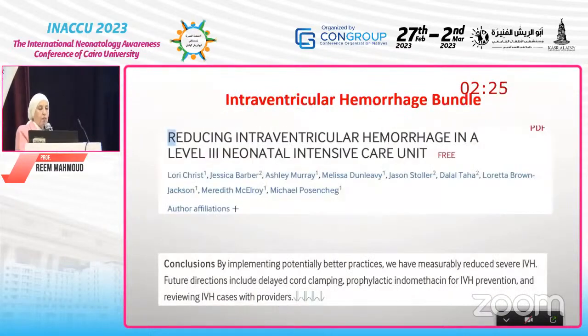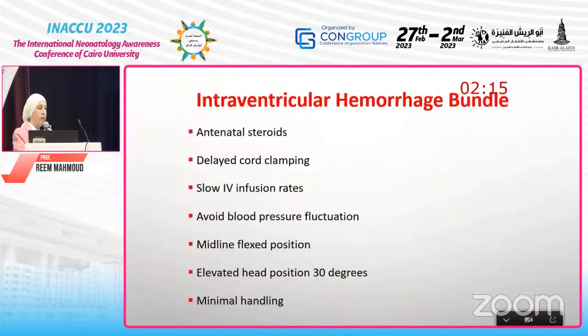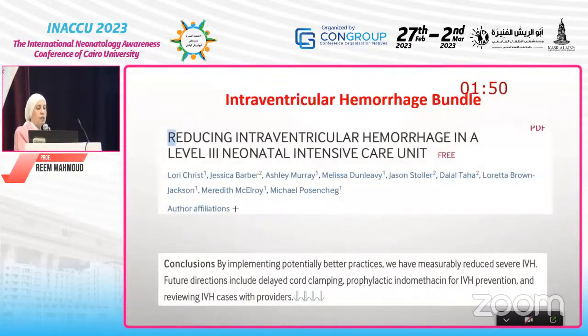A study published in the Archives documented some very simple practices in the neonatal ICU, which may help prevent intraventricular hemorrhage. Giving antenatal steroids, delaying cord clamping, slower infusions of IV fluids, avoiding fluctuations in the blood pressures, the midline flexed position, head elevation, and finally containment. So these very simple maneuvers, which can be implemented in any neonatal ICU, drastically reduce the incidence of intraventricular hemorrhage.